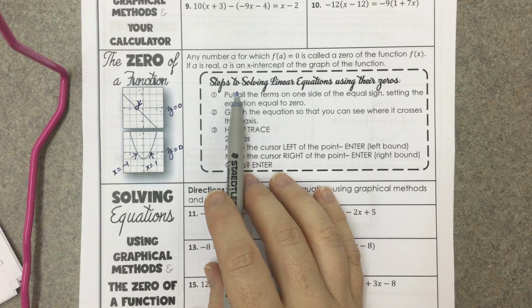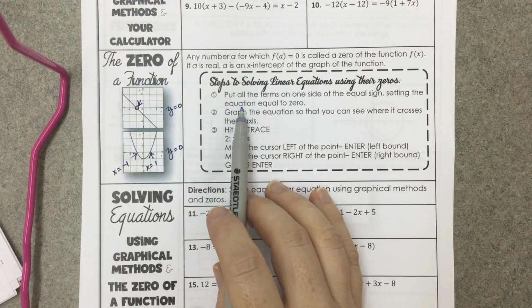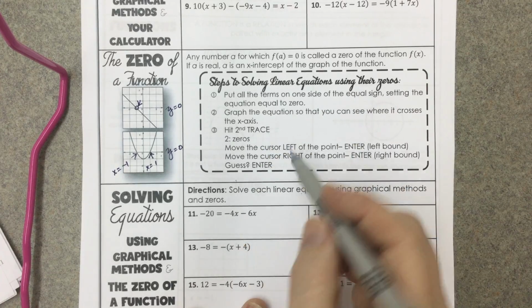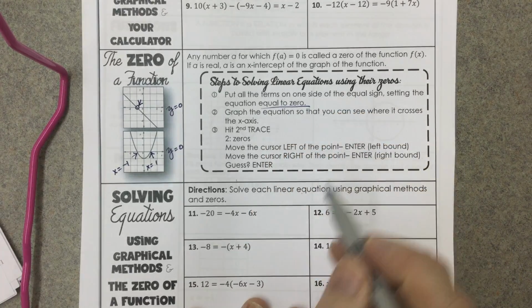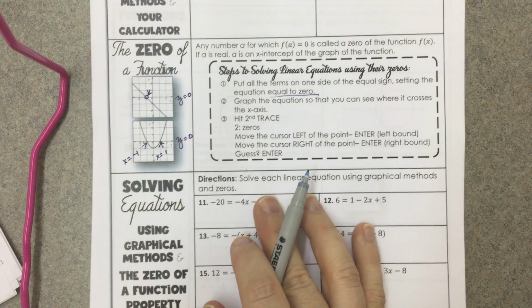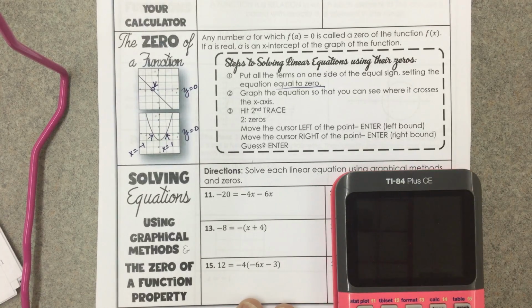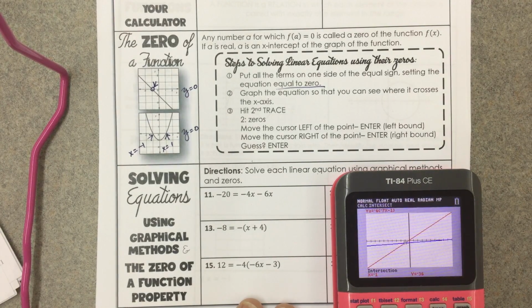So in order to solve linear equations using their zeros, we need to put all the terms on one side of the equal sign and set it equal to 0. Then graph the equation to see where it crosses the x-axis by hitting second trace 0, and then give it a left bound, a right bound, and a guess.